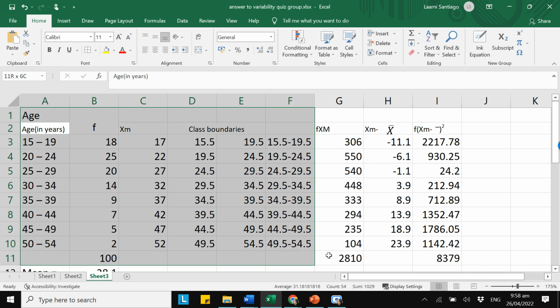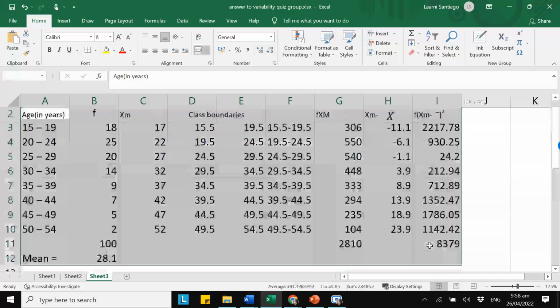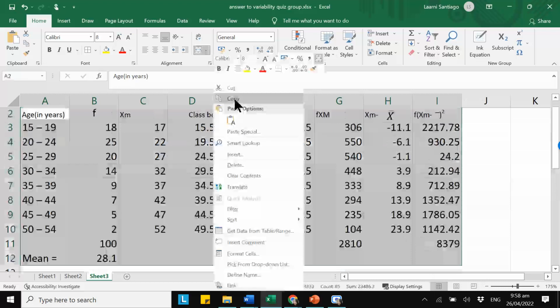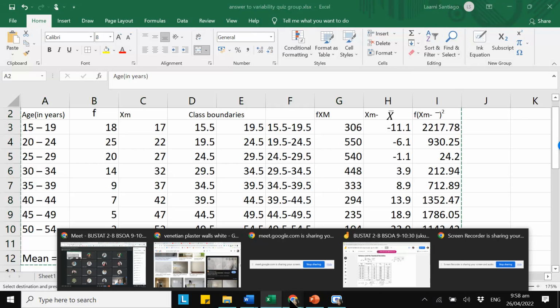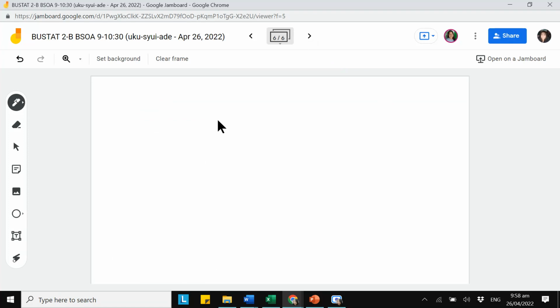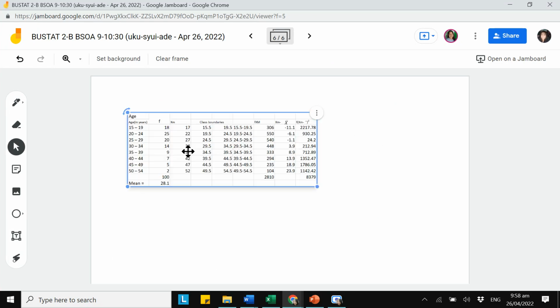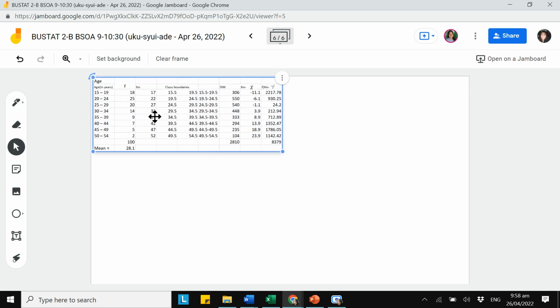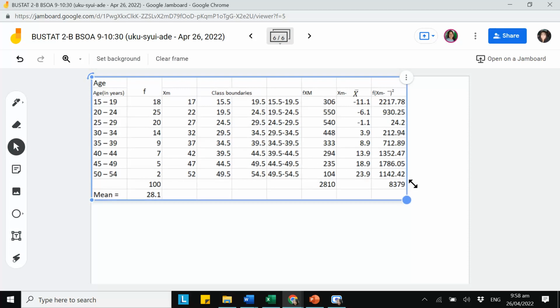Okay, so this time, i-copy natin itong mga information na to dun sa ating Jamboard. Yan. Lakihan natin para hindi masyado maliit. Yan. Okay? So, yun yung gagamitin natin sa values.